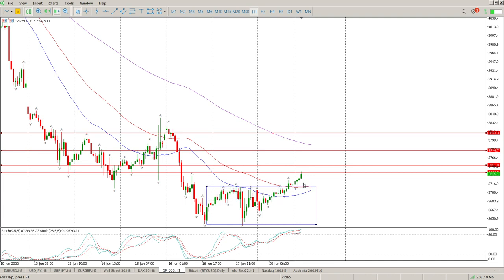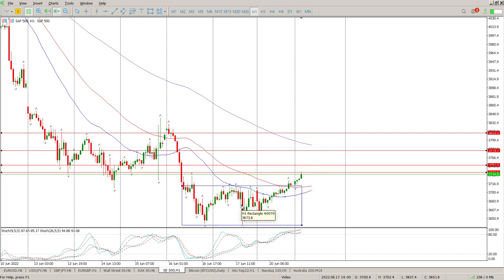So if we do find support here at 37.12, in other words, we come back, we find support here, reject this, and we start moving to the upside, that would give you a move pretty much up to this area here of 37.80.